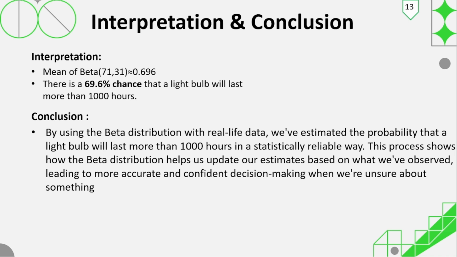So what was the conclusion we got? By using the beta type 1 distribution and real life data, we estimated the probability of a bulb lasting more than 1000 hours in a statistically reliable way.